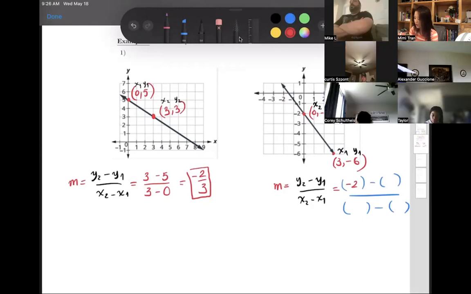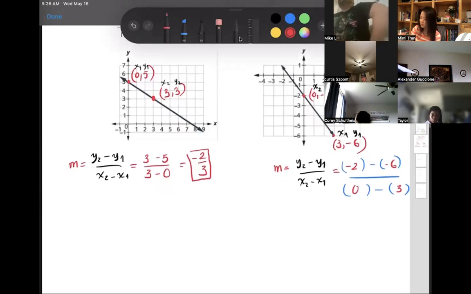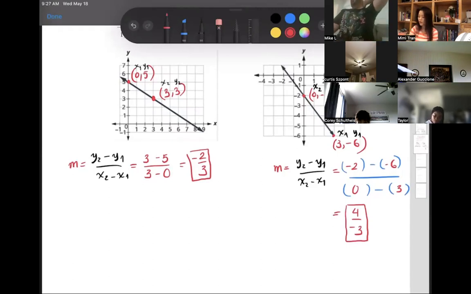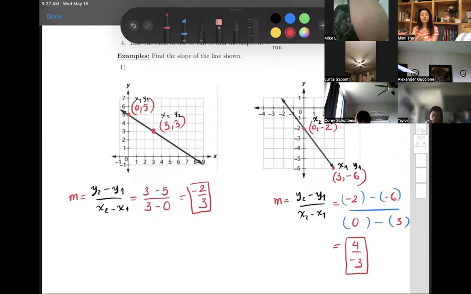So Y2 is -2, Y1 is -6, X2 is 0, X1 is 3. -2 minus -6 is -2 plus 6, right? -2 plus 6 is +4. And then 0 minus 3 is -3. So -4/3. For those who have a correct answer, you get a bonus check mark. Now, that is the way that we use the definition.